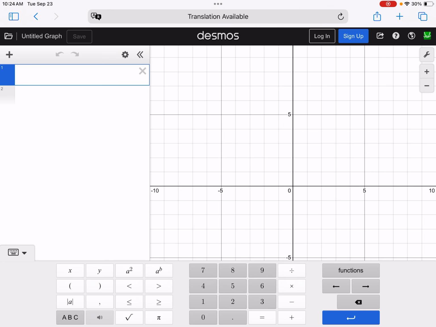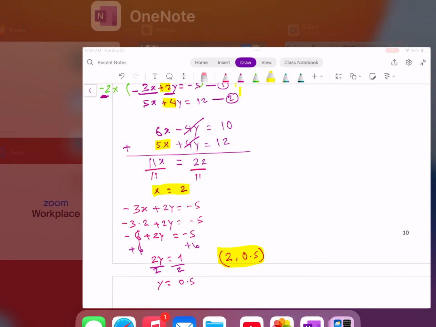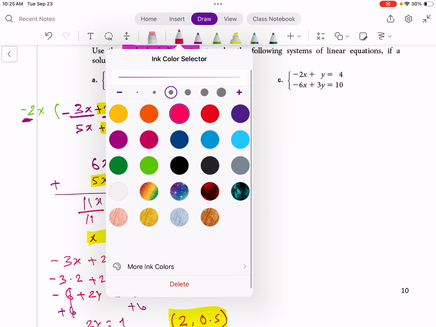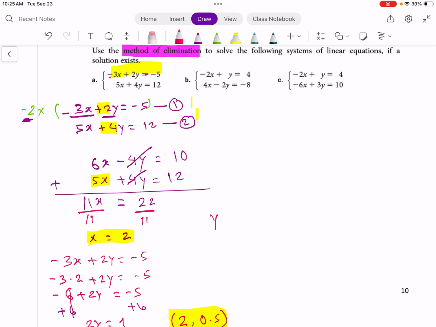So our first equation, let's see. In order to graph these, you have to solve the equation for y. So let's go ahead and solve the equation for y at first. We have this first equation, and if we solve this equation for y, what do we get? Solving for y means you make y by itself on one side, you add 3x on both sides and divide by positive 2. So our y is negative 5 divided by 2 plus 3 over 2 times x.